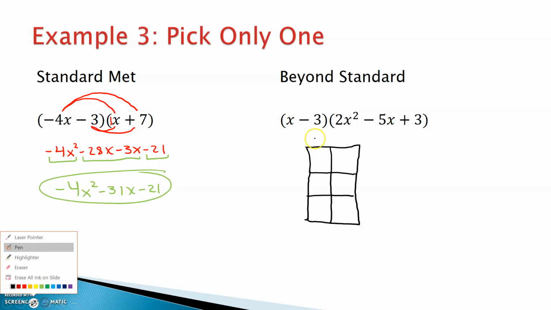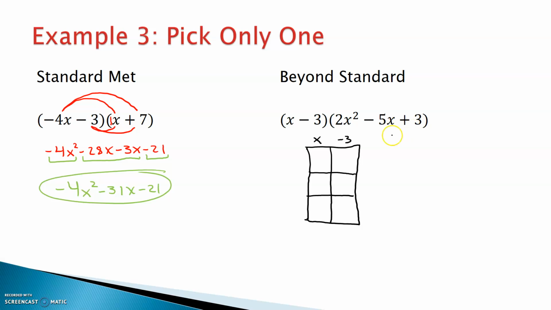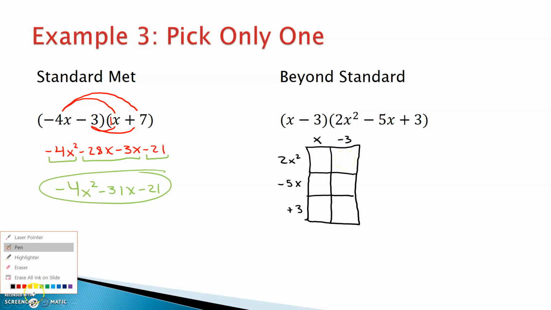So I have the x, and I have the minus 3. And then all 3 terms, I'm going to put them in each row. 2x to the second, negative 5x, and that's a positive 3. So notice how we break it down. Each term becomes its own row. All right, now let's just multiply through.